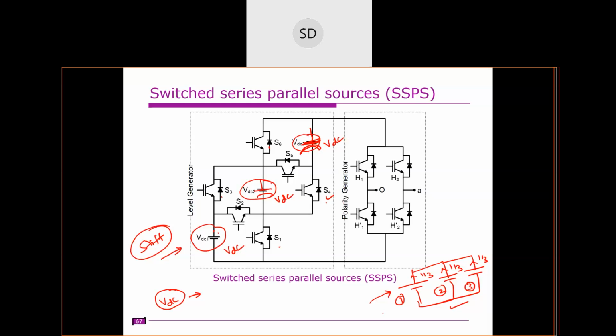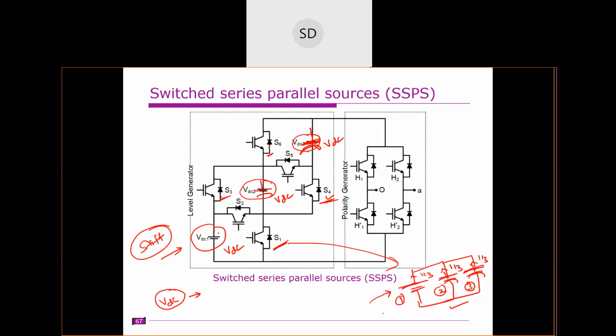So how do we charge this capacitor to VDC at the initial stage? We need to turn on the switches S1 and S4, and similarly S3 and S6. Then one DC source and two capacitors are connected in parallel, so that these capacitors are charged to the source voltage.